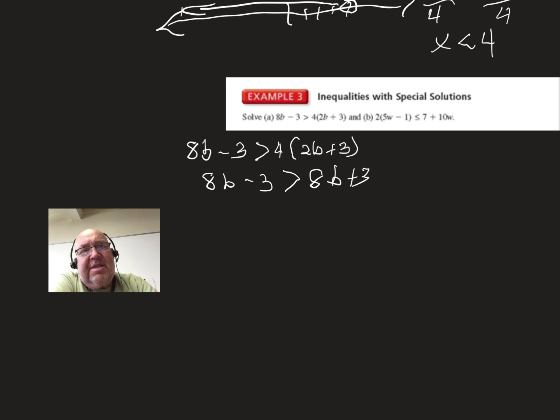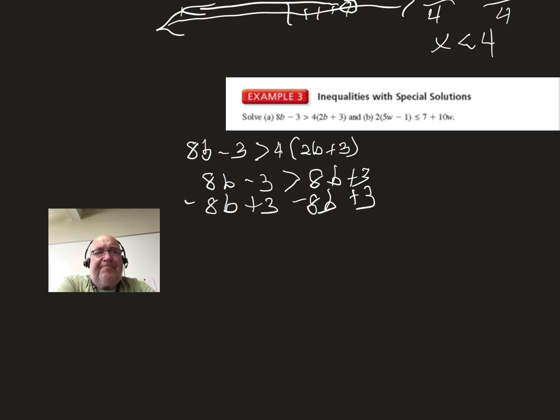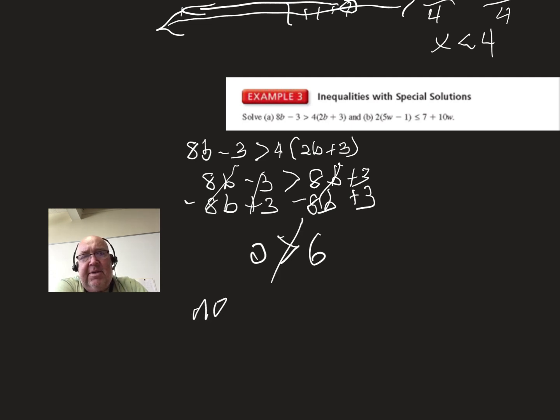Alright, so we're going to do the same thing we did before. We're going to go all the way across. We're going to subtract 8b from both sides, and we're going to add 3 to both sides. Everything on the left side cancels, becomes 0. The b's cancel on the right side, and we get 6. So obviously 0 is not greater than 6. So that strikes out. That's a no solution.